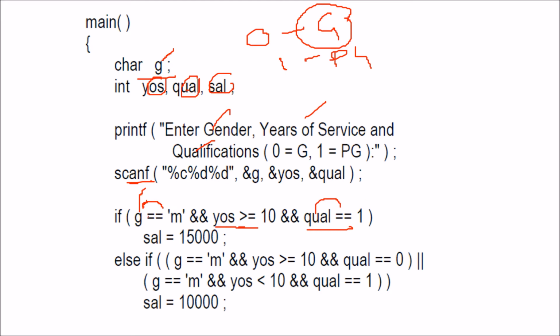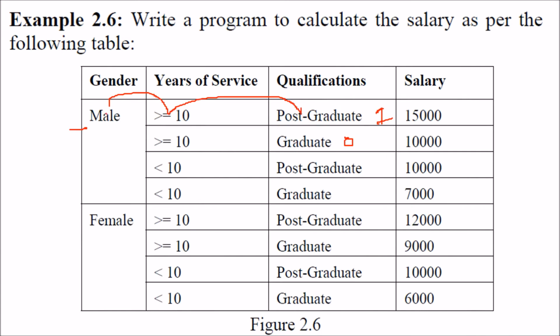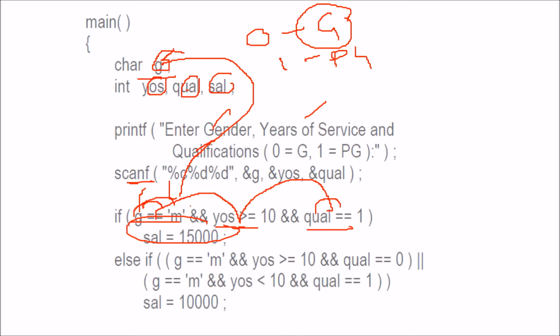15,000 at this stage. If G is taken as the gender, we can just equate it with the male. So gender is male, year of service 10, qualification equal to 1, salary 15,000. How? See, gender male, greater than equal to 10 year of service, postgraduate, 15,000 salary. This is the first condition.